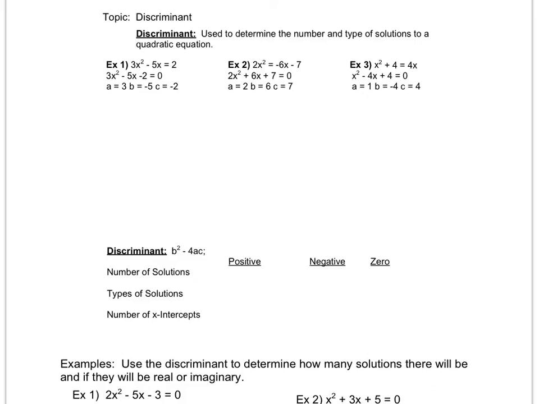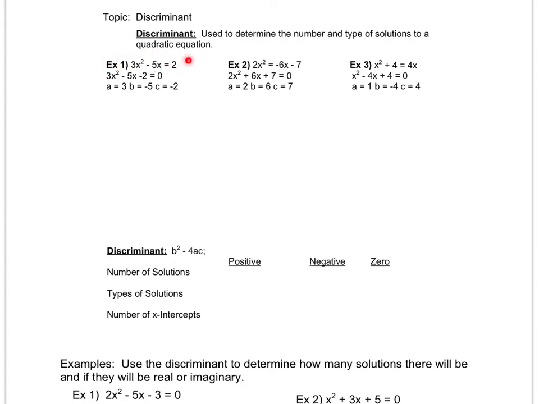So now we've looked at how to solve a quadratic equation. We looked at solving a quadratic equation with square roots, factoring, and the quadratic formula. But sometimes we're not as interested in solving it as we are in knowing a little bit about the types of possible solutions to a quadratic function. So we have something called the discriminant, and that is going to be used just to do that, to determine the number and types of solutions to a quadratic equation.